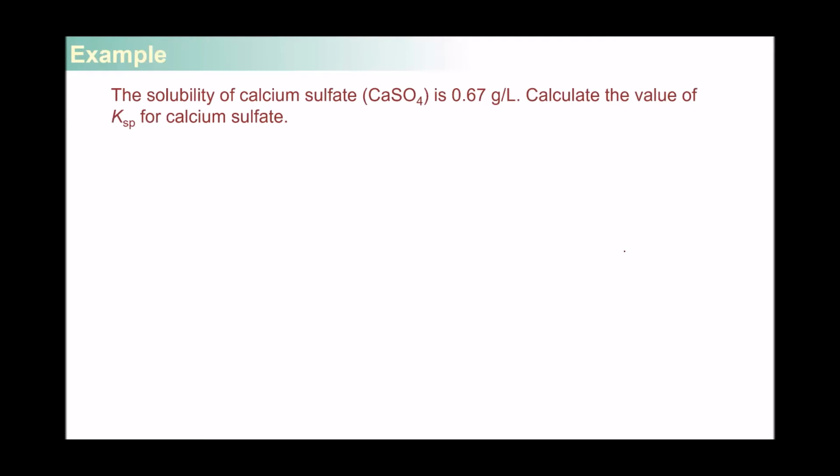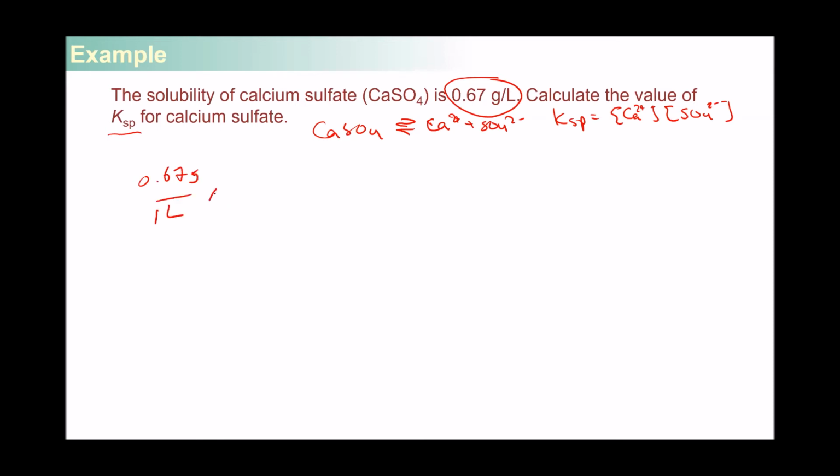This is one example here. The gram solubility for the salt is this value, and it's asking to calculate the KSP for the salt. So you have to start by writing a balanced equation for the dissolution of the salt, which is going to give you calcium ions plus sulfate ions. Based on this, the solubility product constant for that salt should be equal to the calcium ions multiplied times the sulfate ions. So the first step is to convert the solubility from grams, 0.67 grams per liter, to moles using the molar mass of the substance.